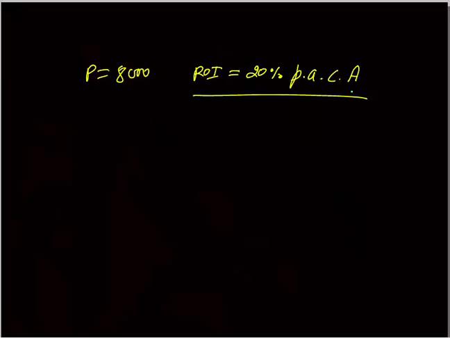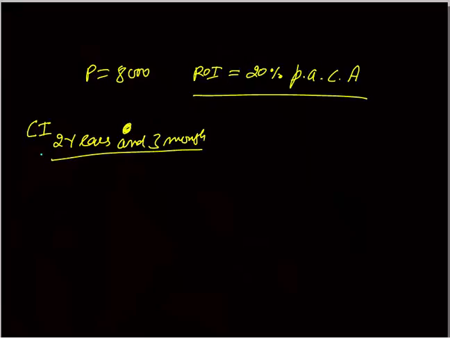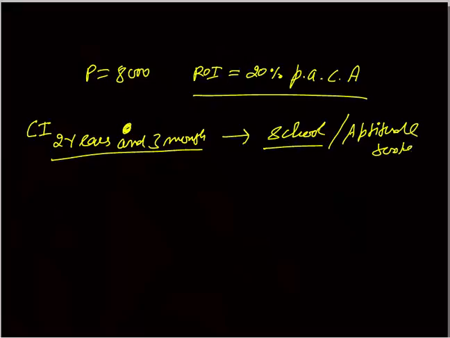Continuing with the same example, principal was 8,000, rate of interest was 20% per annum compounding annually. What if I need to calculate compound interest for 2 years and 3 months? Again, you don't have to use the school method or the aptitude book method. It will take time. We will solve by a logical way.